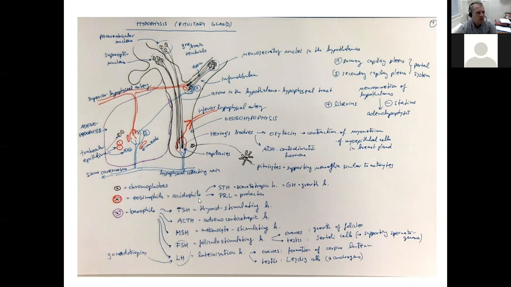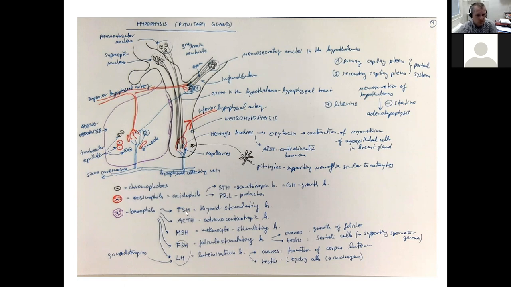Now, these are not homogeneous cell populations, but the acidophils could be split into cells producing somatotropic hormone and prolactin. Now, why should you care? Why are students supposed to know which cells are producing which hormones? It's because in the future you will hear about many disorders caused by overproduction of these cells, or perhaps tumors from these cells.